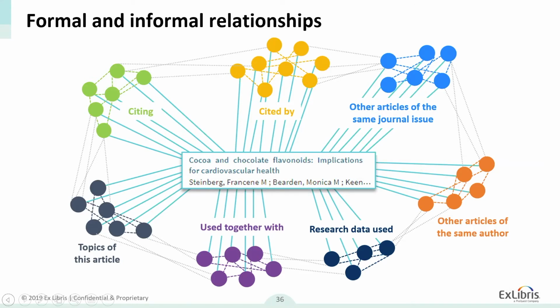And while the authors, the citations, the journal issue, and the research data are formal relations, the relations via topics and via usage are informal. They're generated either by a machine or by a person, but they are not necessarily static. And those relations can be transitive and create a relationship network. They're not just direct relations, they are also indirect relations.